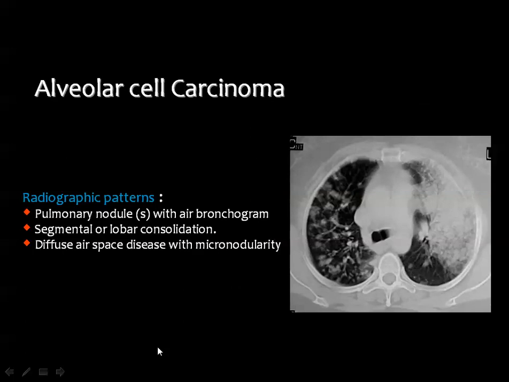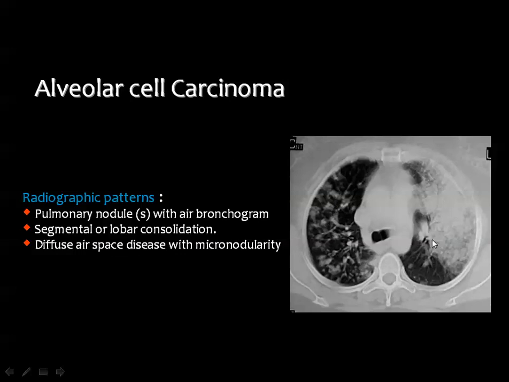Then alveolar cell carcinoma will be discussed in full detail in the lecture on diffuse lung disease. But one of the important manifestations of alveolar cell carcinoma in the lung is the presence of areas of consolidation together with pulmonary nodules in the same lung or in the opposite lung, because you know that these nodules are the precursor of these opacities.